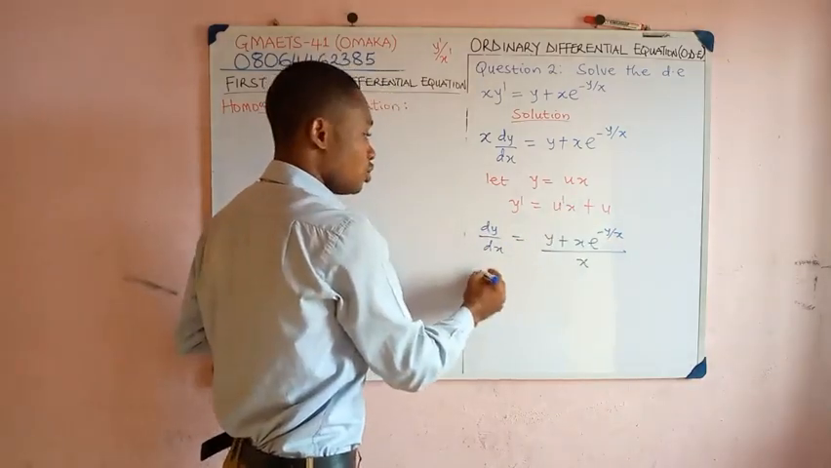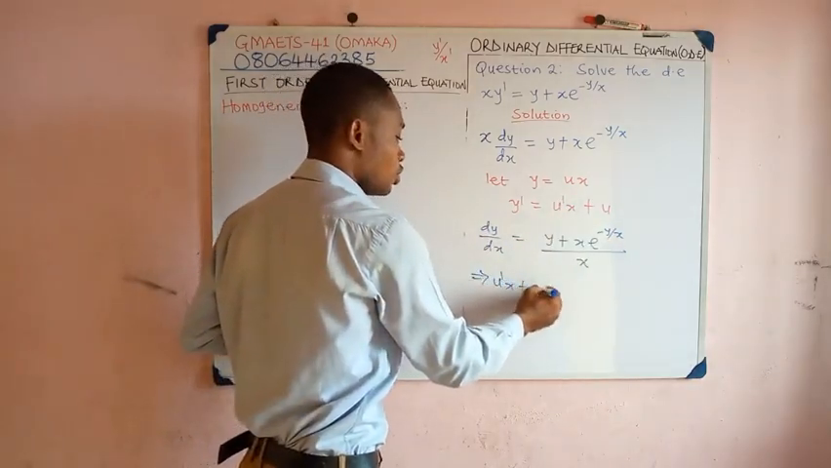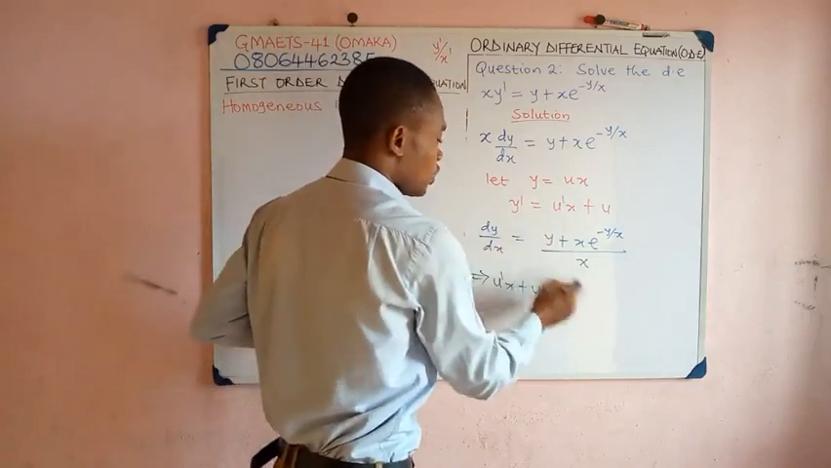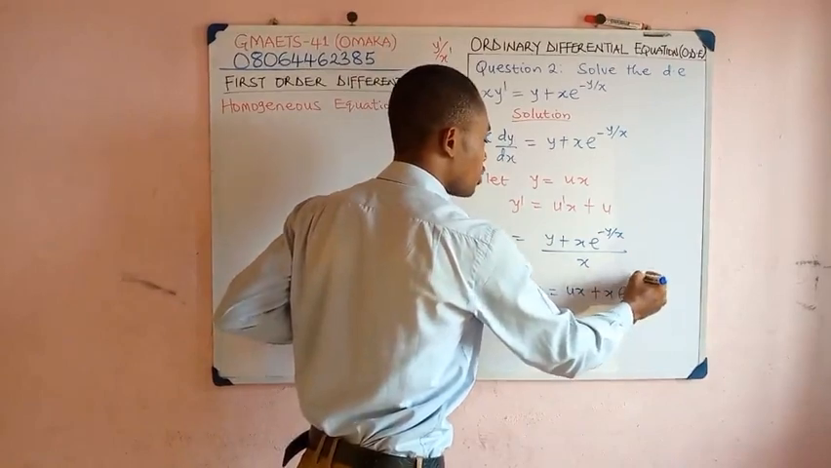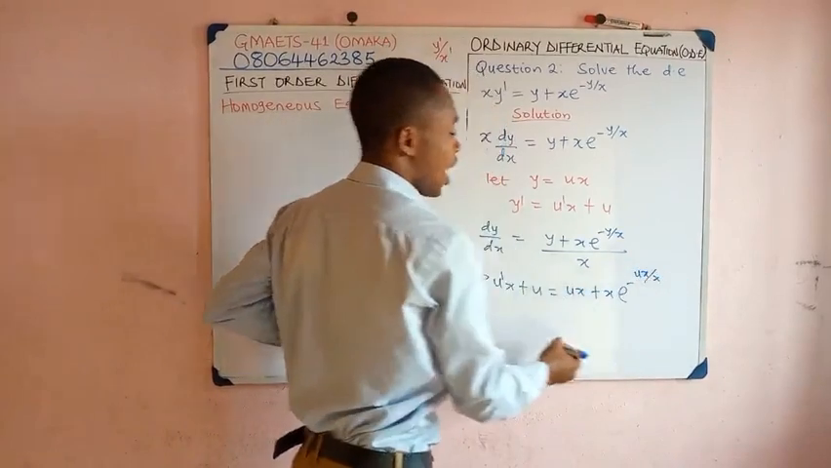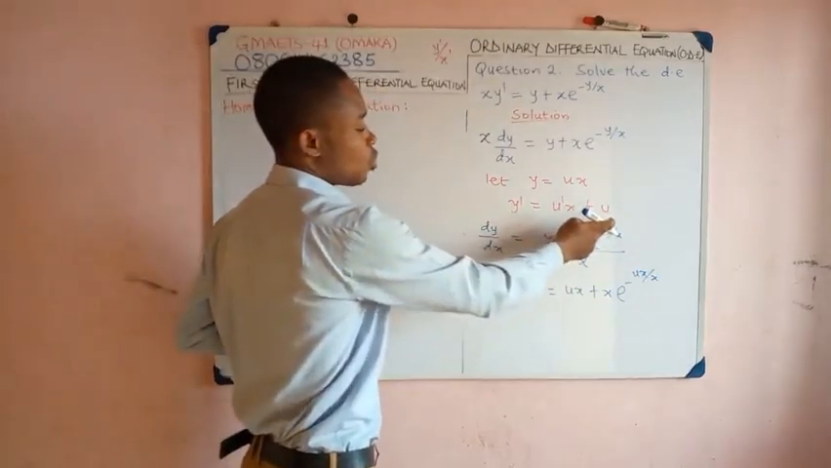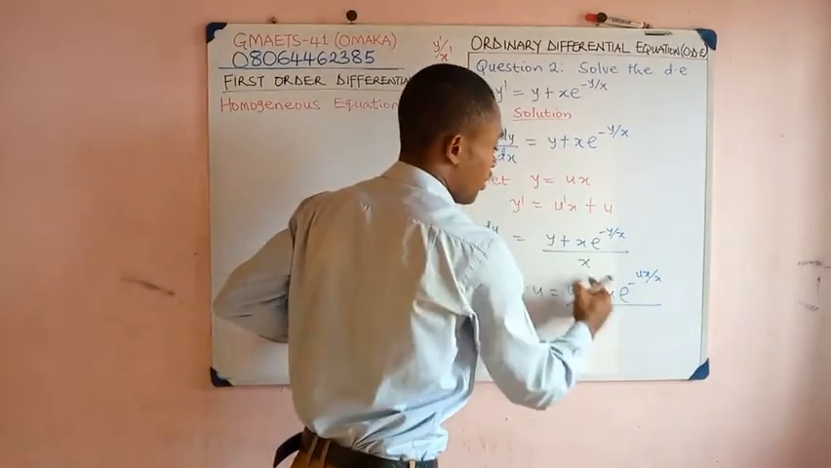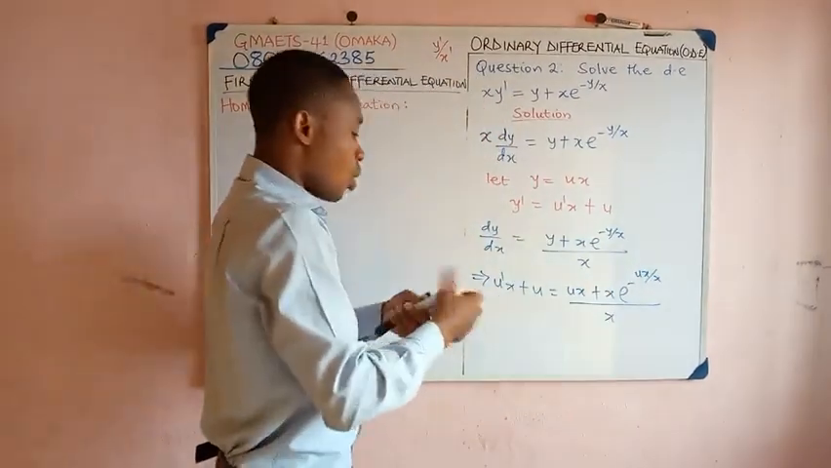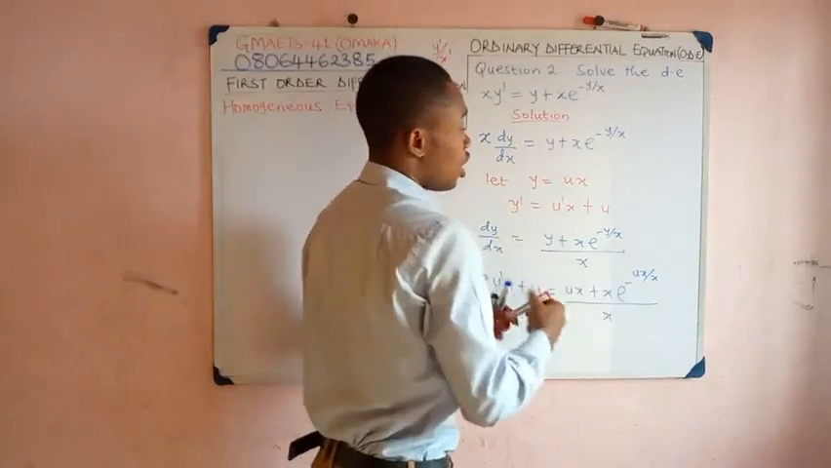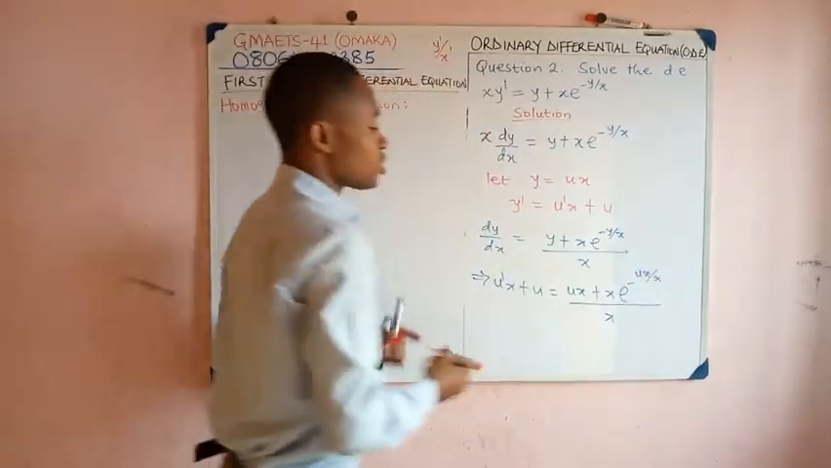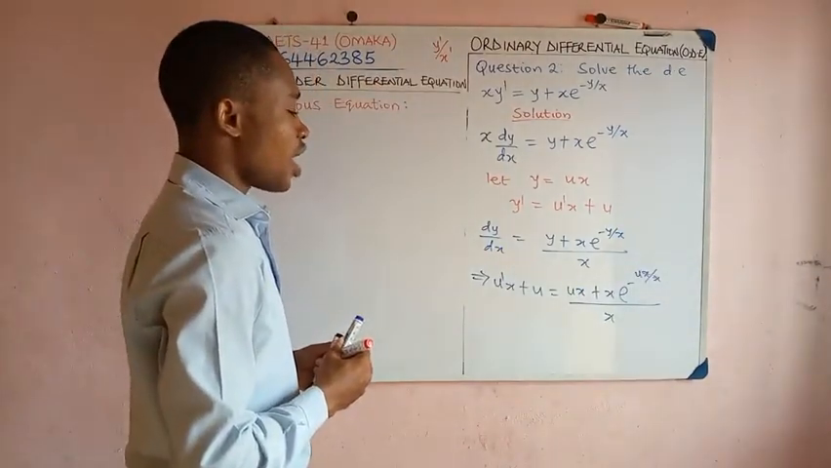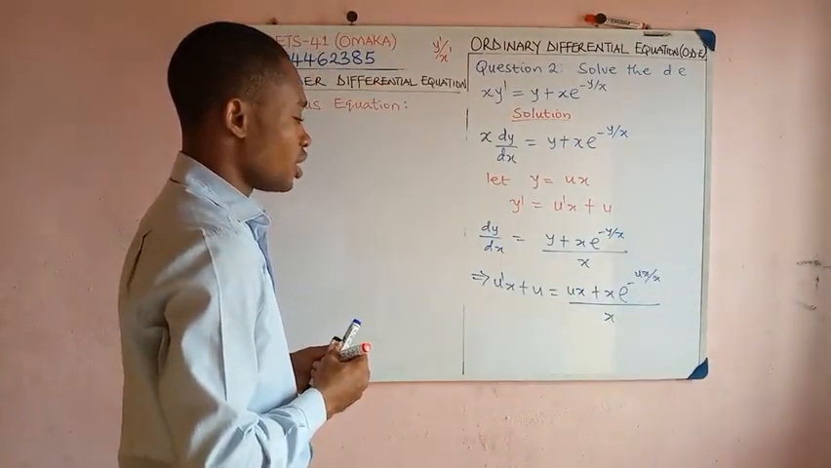That's going to give us u'(x) + u equal to, in place of this y, we're going to put ux, plus x e^(-ux/x), all over x. Now substitute for this y here using ux, then divided by the x term. Now look at what happens in this e^(-ux/x) here. This x and this x will cancel out, and if they cancel out, you have e^(-u). Is that not so? Good.